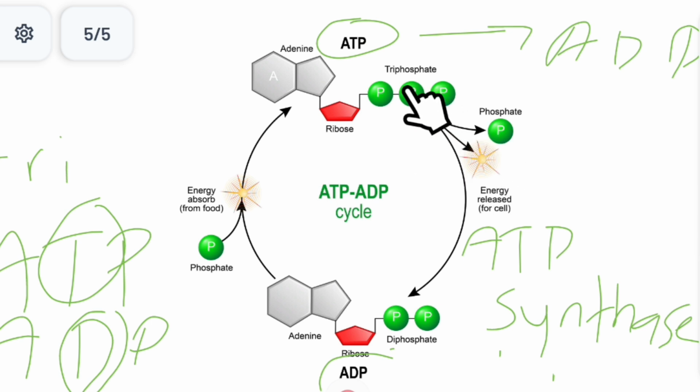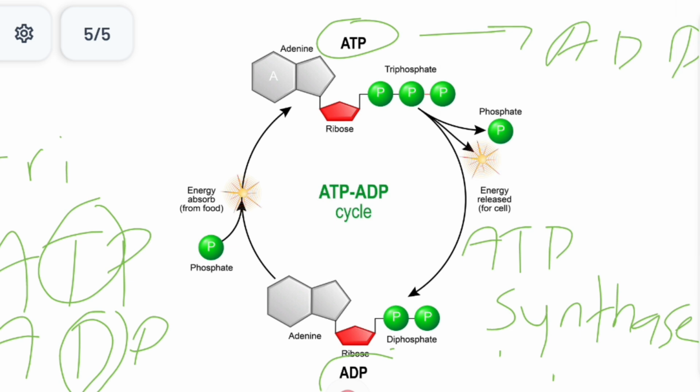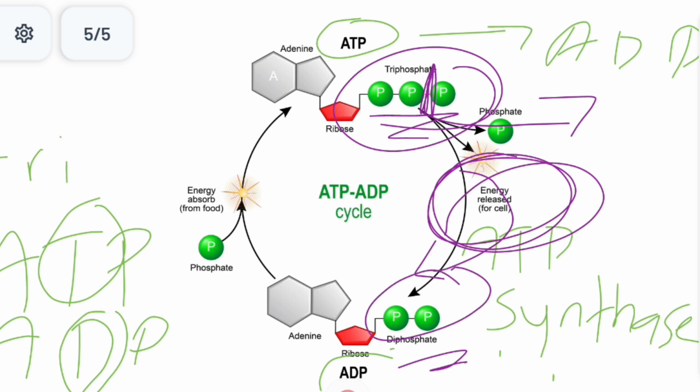So if the cell needs energy, this triphosphate here will be broken down by the ATP synthase. It will be broken down and the phosphate will be released, and in the breakdown process, energy is released for the cell. Now, since we have one phosphate removed from the 3, you will now have the ADP. So from 3 to 2, that is what we mean by di. Di means 2. ADP, diphosphate. So from three phosphate groups, you will now have two phosphate groups, and that is ADP.